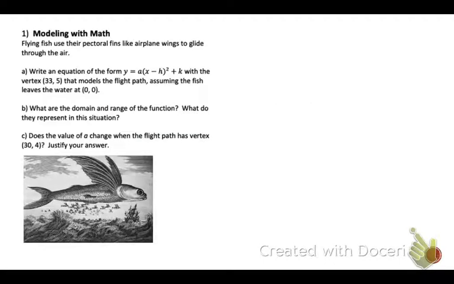Flying fish use their pectoral fins like airplane wings to glide through the air. So A says write an equation of the form y equals a times x minus h squared plus k, and that's vertex form, with the vertex 33,5 that models the flight path, assuming the fish leaves the water at 0,0. So let's capture that vertex form.